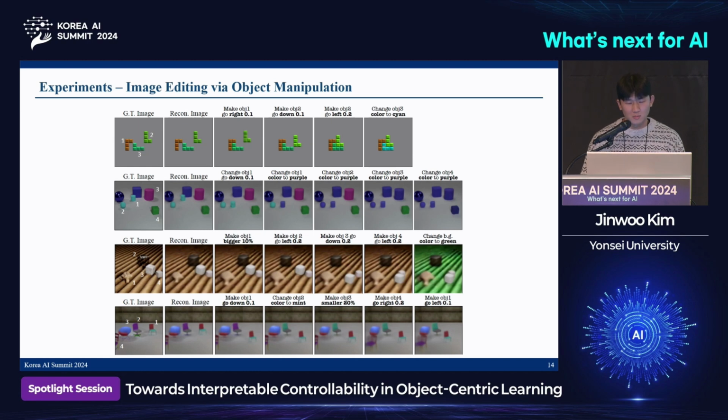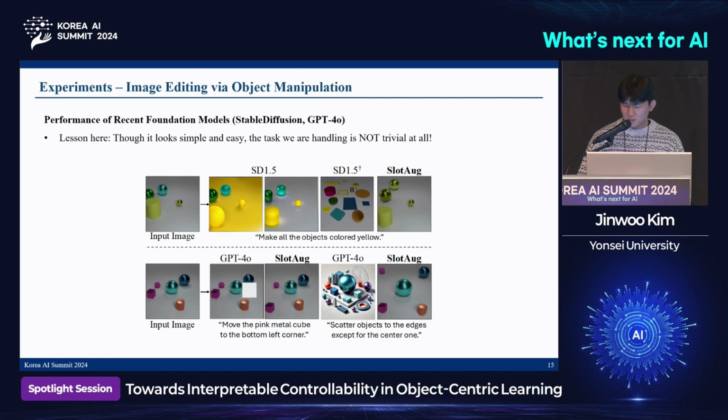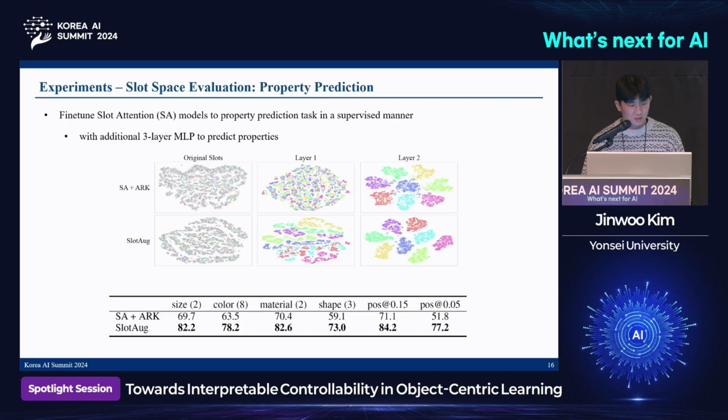So here are more results on diverse datasets. And one more thing we wanted to say is that though the task we are solving may seem quite easy or trivial, it is not. We observed that even current popular foundation models such as Stable Diffusion and GPT-4 cannot handle this simple compositional or object-centric image editing task.